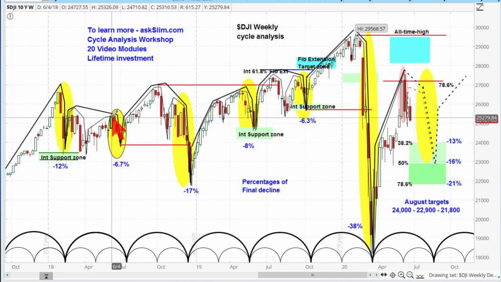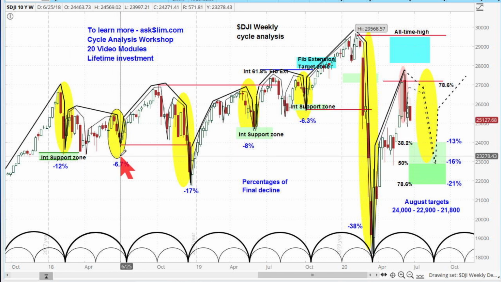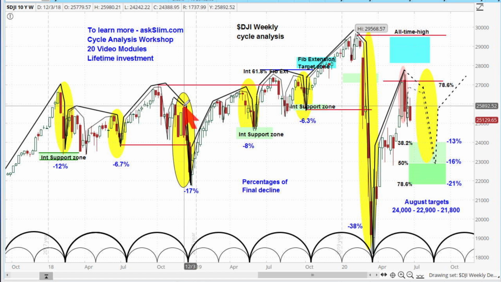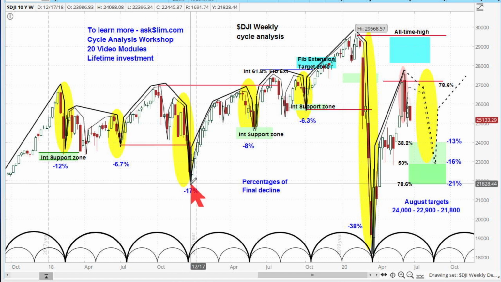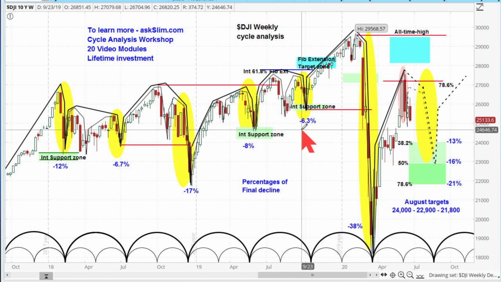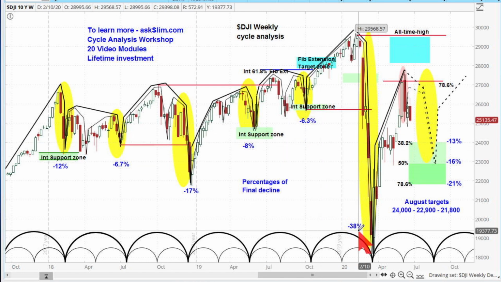This was only a 6.7% drop. This was a 17% drop from the minor cycle peak to here, 8% drop, 6.3% drop, an astounding 38% drop in the largest, fastest decline in history. And when that happens, you pretty much assume that the energy that broke that to the downside still exists.